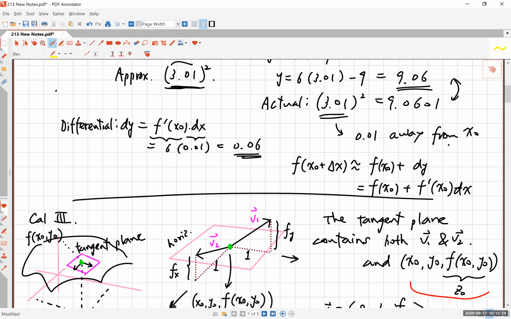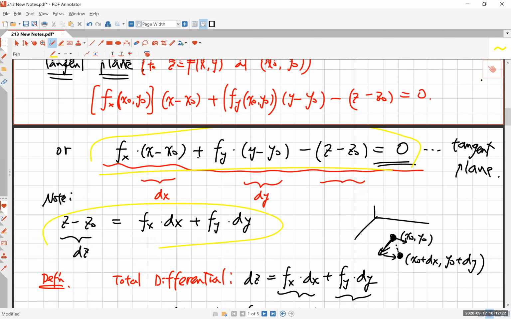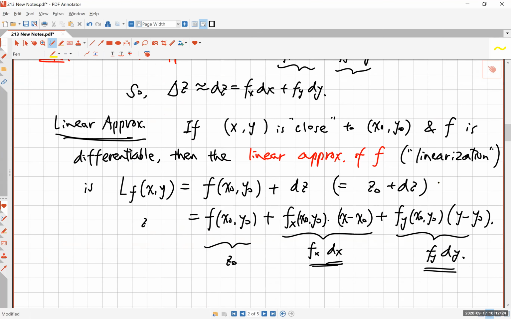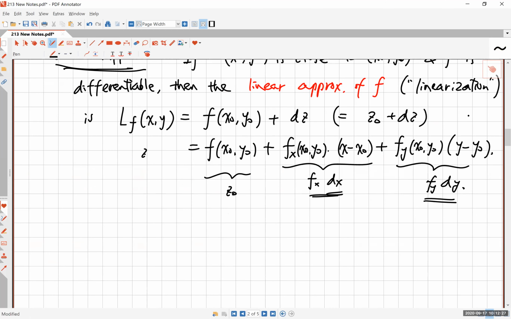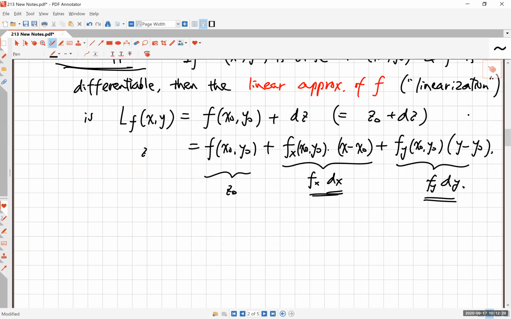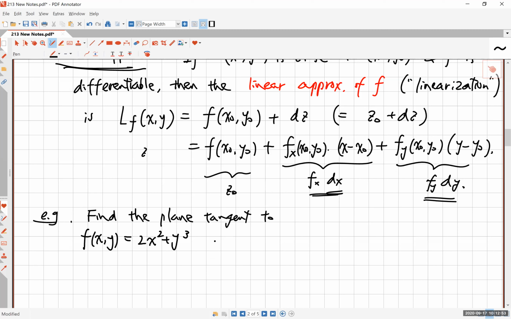All right, so get this concept down, and if you understand these pictures, I think you can do all the problems. Let me give you one question, and then I will let you figure out how to find the tangent plane first, and then we will use that to find our linearization. Here's an example. Find the plane tangent to, and here's my function, f of x, y is equal to 2x squared plus y cubed at this point 1, 1.